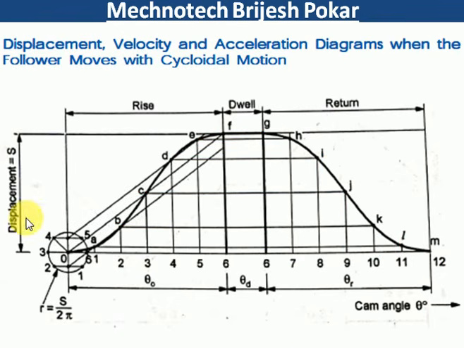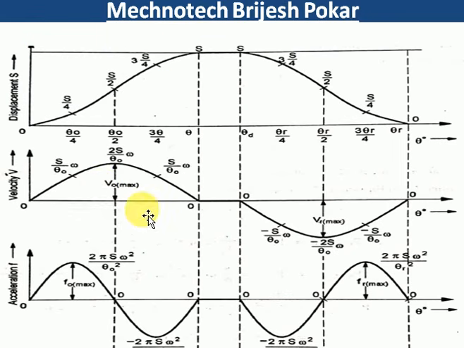So this is the last one, the cycloidal motion of the follower displacement diagram, and here is the velocity and acceleration diagram for the cycloidal motion. You can see here that at the middle the velocity is maximum, 2s upon theta O into omega. At the end of the raise period it is 0. Same way at the end of the return it is 0, and it is maximum downward. Same way during the acceleration, the center acceleration is 0.